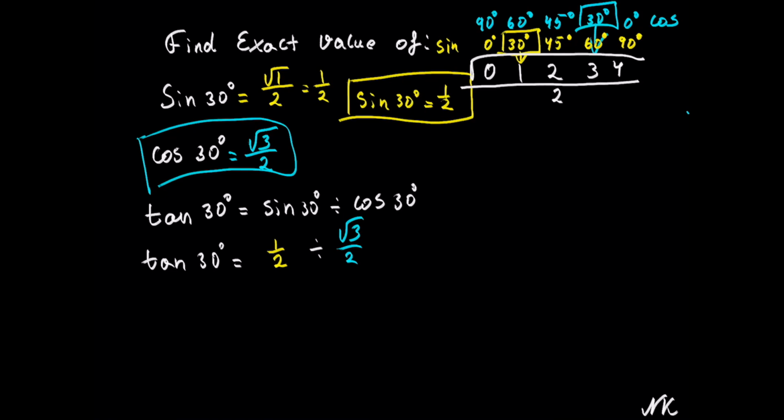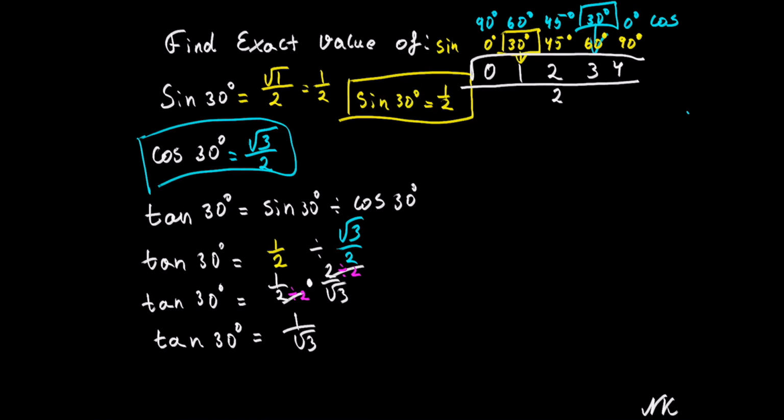And now we just need to simplify this. Tangent of 30 degrees is equal to, we keep the first fraction 1/2 as is, change division into multiplication and flip the second fraction, so we have 2 out of radical 3. Both numerator and denominator can be reduced by 2. So 2 divided by 2 is equal to 1 in the numerator, and 2 divided by 2 is equal to 1. So we get tangent of 30 degrees is equal to 1 out of radical 3.